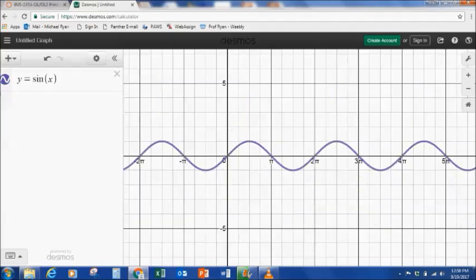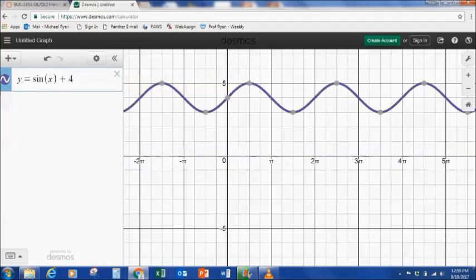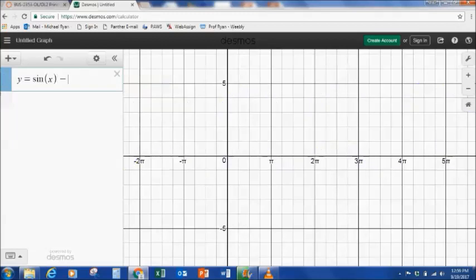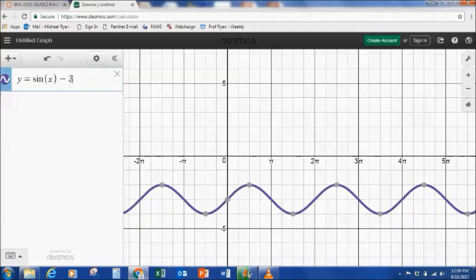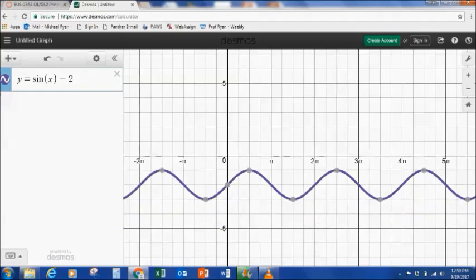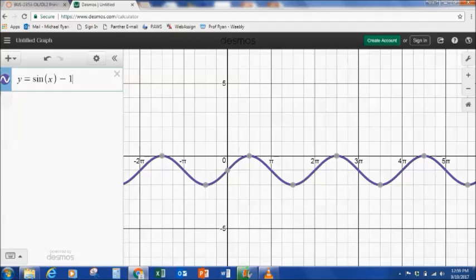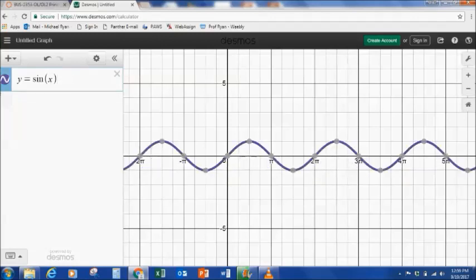But I'm going to get rid of that number for now, so we're going back to the original sine graph. Now the second thing that can happen to the sine graph is it can shift up or shift down. If I add a number to the end, like plus 4, it shifts it up. If I put minus 4, it shifts it down. If we either add or subtract a number at the end of the function, it will shift it up or down. Right now it says minus 4, but if it was minus 3, it would look like this. Minus 2, like this. Minus 1, like this. And if I didn't have anything, then it would be in its normal place, right there along the x-axis.